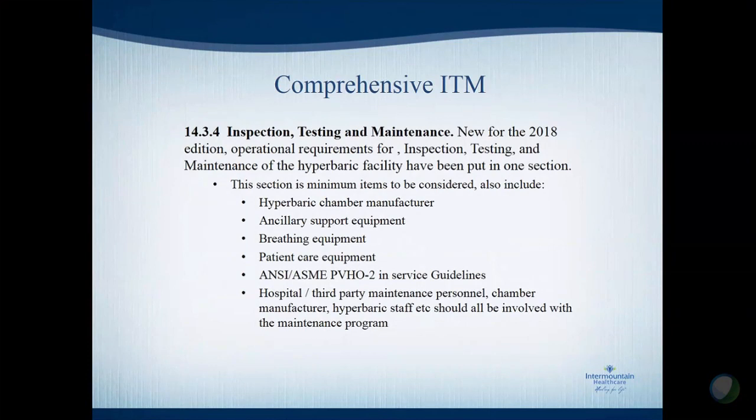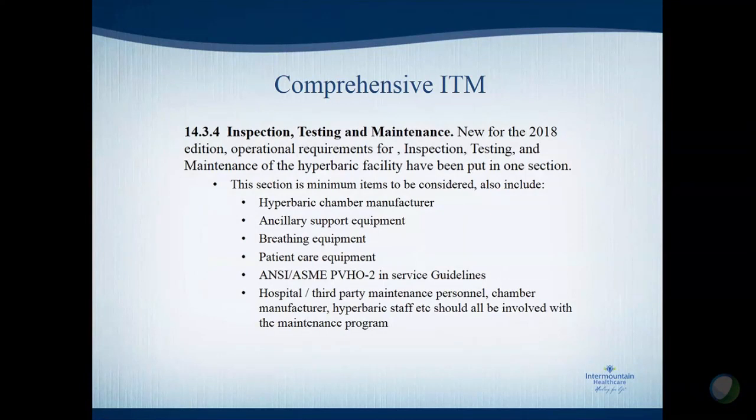So we also want you to think about the hyperbaric chamber manufacturer, the support equipment, who made the compressors for multiplaces, do you have generators, do you have filters, all the ancillary support equipment, manifolds for the med gas, your breathing equipment, who made them, what kind are you using, patient care equipment. For us in Intermountain Healthcare, we're very fortunate to have the clinical engineers and facilities to help us, but others may not, so we're just throwing out ideas for people to think about in addition to what's in our chapter.